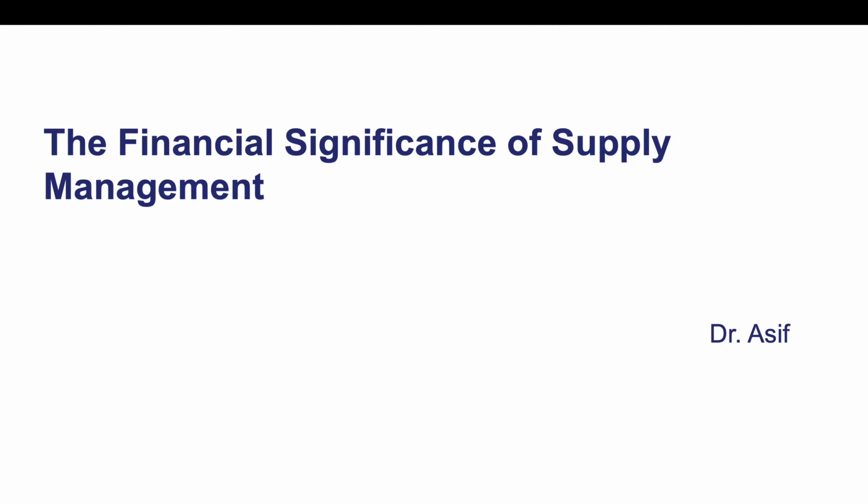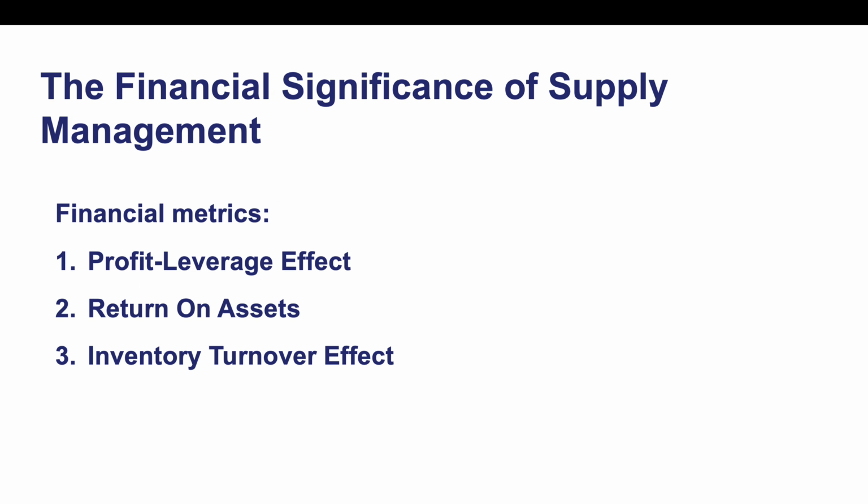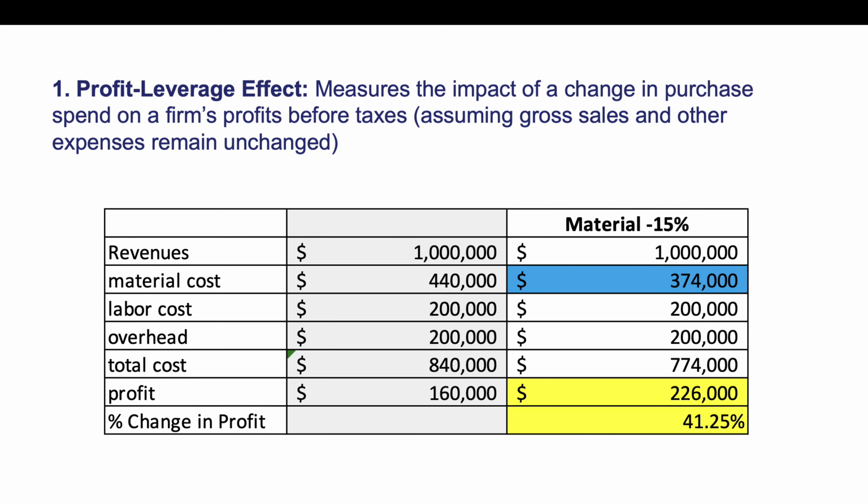This video is about the financial significance of supply management, and we will discuss three financial metrics: profit leverage effect, return on assets, and inventory turnover effect. The first one is profit leverage effect. The idea is that if supply managers could reduce material cost a little bit, that can bring significant increases in profits.